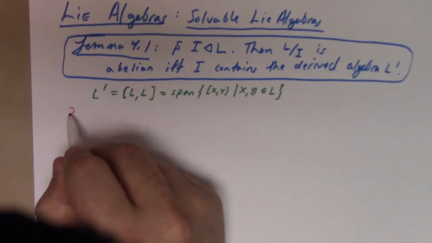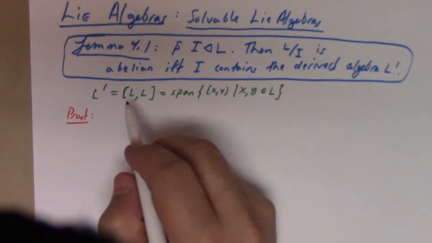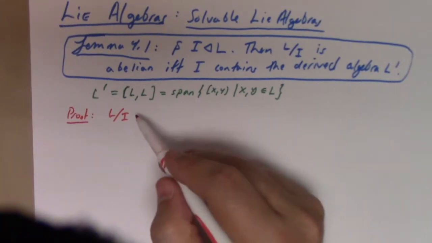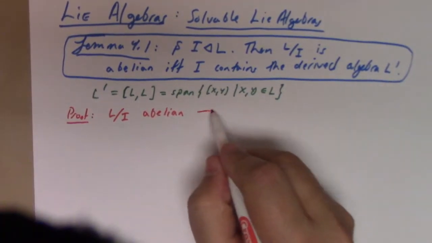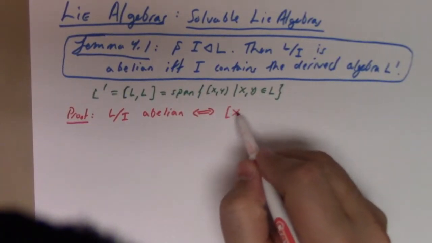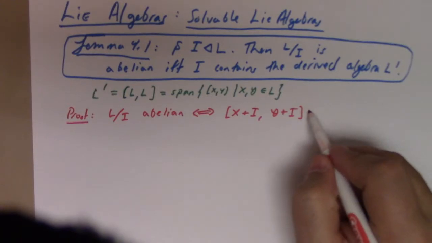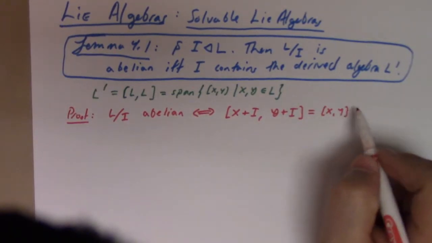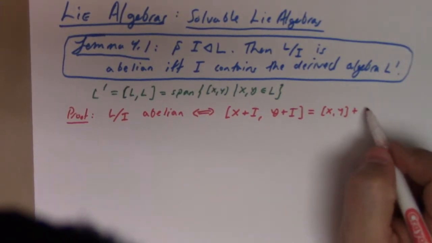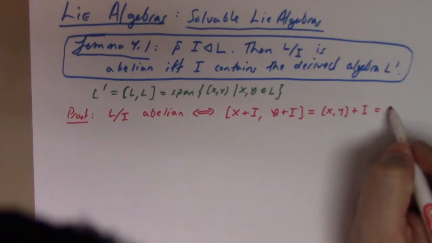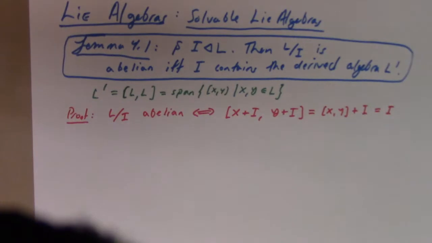Let's see here. Proof. Alright, so what does it mean for L mod I to be abelian? What does that mean? That's equivalent to saying what? The coset x plus I, bracket with the coset y plus I, is equal to, by definition, the bracket of x and y. I shouldn't say commutator, I should say bracket, because commutator is a specific choice of bracket. But to say it's abelian would mean that [x,y] is 0. In other words, the coset [x,y] plus I is actually just equal to I again, right? The subspace I forms the 0 for the quotient, right? So that's that.